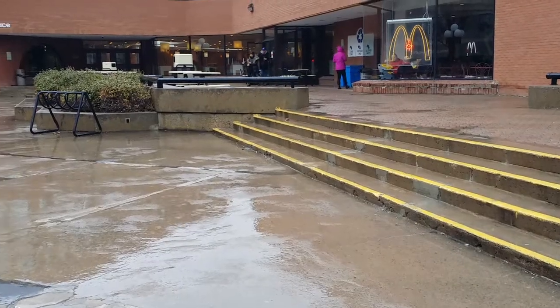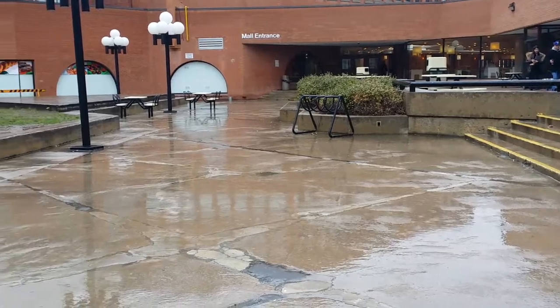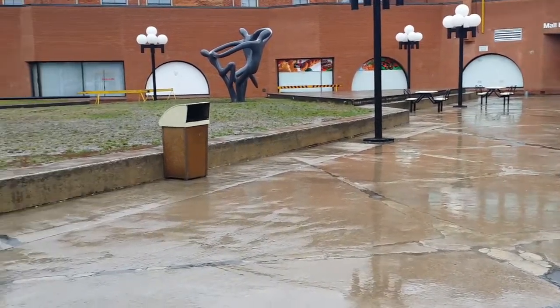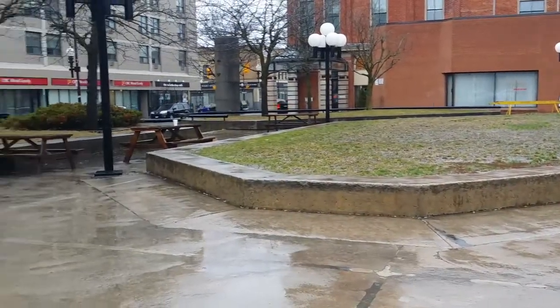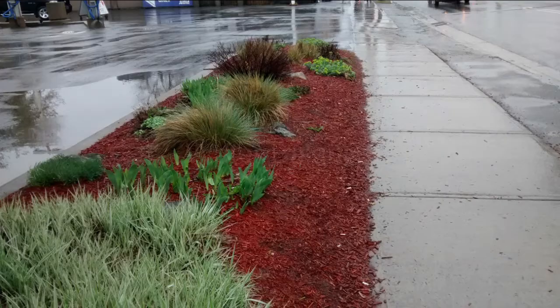But in urban environments, where most surfaces are hard, like buildings, roads, and sidewalks, when rain falls, most of it becomes runoff, about 55% or 5 times more than in a natural environment. Only about 15% of water infiltrates into the ground, or less than half of what would have happened in an undeveloped landscape. This breakdown between infiltration, shallow and deep, evapotranspiration, and runoff is known as the water balance.